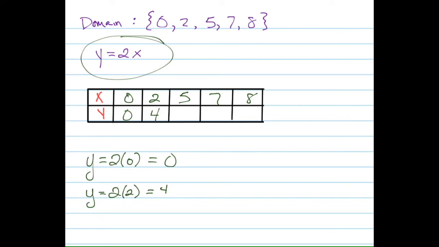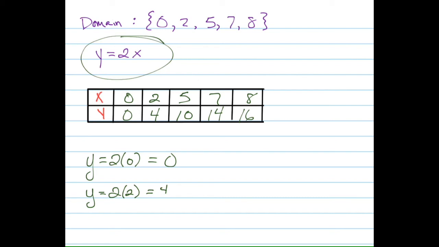So if x is 5, Sarah, what's the output? 10. And if x is 7, Lauren, what's the output? 14. And if x is 8, Kyla, what's the output? 16. Okay, so we found the outputs that go with our inputs. So we have made a table for the function. That's the first half of our answer.